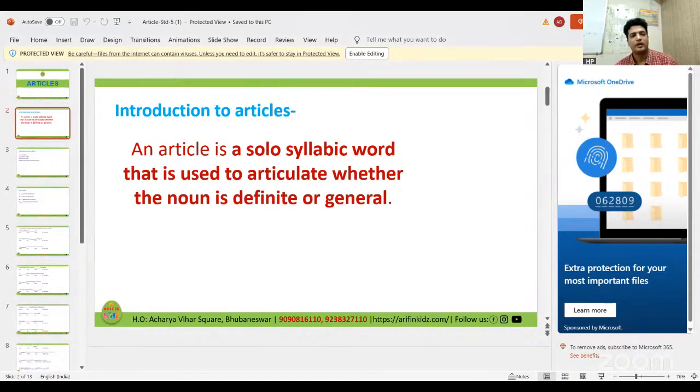Now let's start with the introduction of articles, right? So what is an article? An article is a single syllable word that is used to articulate whether the noun is definite or general, right? So to see whether the noun is a general noun or a definite noun, we use articles, right? So let's have a clear definition of what an article exactly is, right?